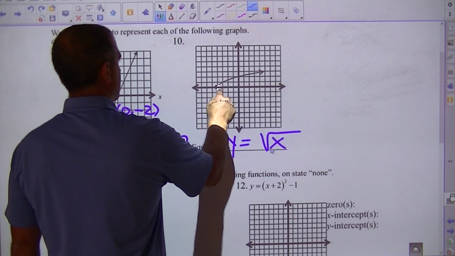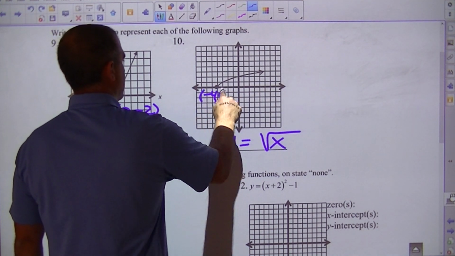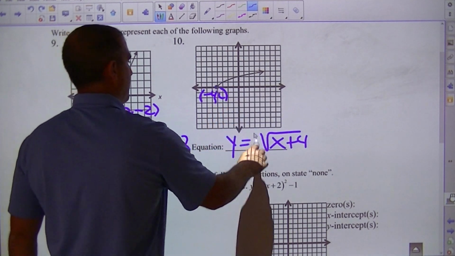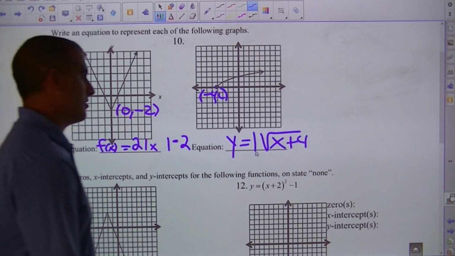Okay? This one is y equals square root of x. That's 1, 2, 3, 4. So it's negative 4, 0. So that's x plus 4. Now, if I go 1 to the right, 1 up, it's a 1. You can just leave it as it is.